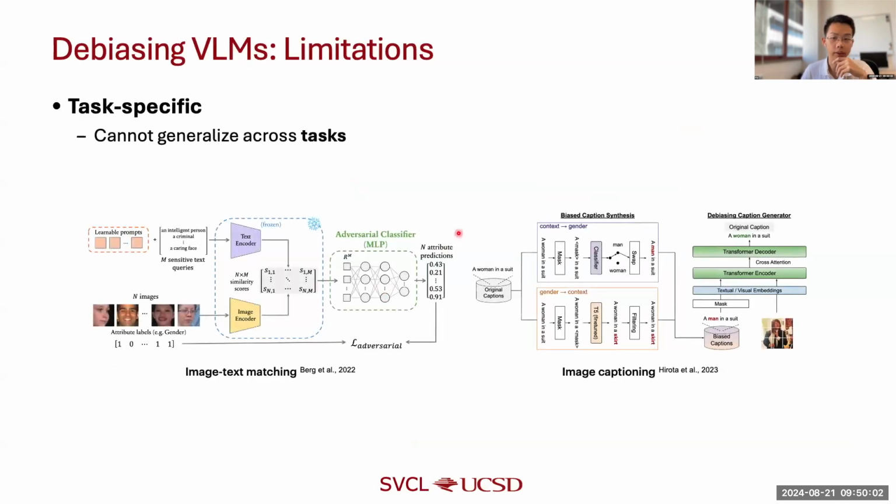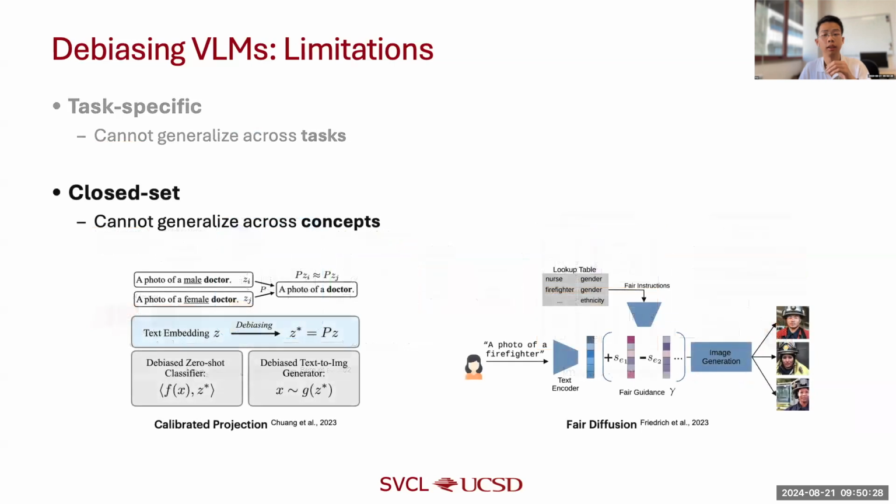So mitigation methods for VLM bias have been studied in recent years. However, not all of them, we would argue, are suitable for foundation models for two major reasons. First, many debiasing approaches are crafted for a specific task like image text matching or image captioning and cannot generalize across diverse tasks that a foundation model is capable of performing. Second, many methods require a predefined vocabulary of neutral concepts, such as occupations, in order to debias the model, and that method would not be guaranteed to generalize beyond these closed set concepts.